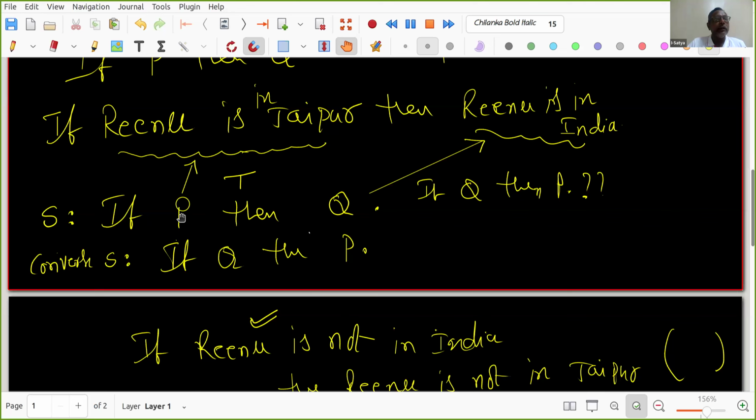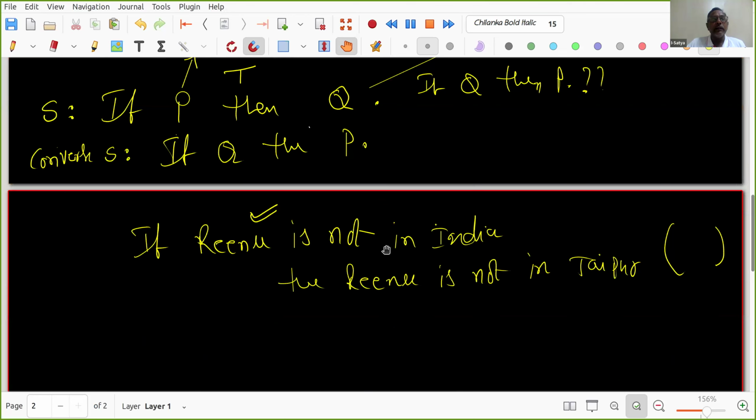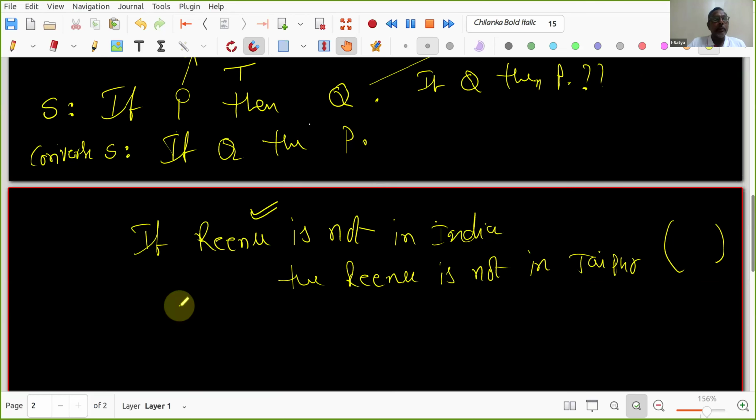P means P is a statement. Instead of this I took P. Sometimes I take X, right? Instead of numbers like that. P is this, Q is this. Now Renu is not in India. What is that? How do you express it in terms of P or Q?